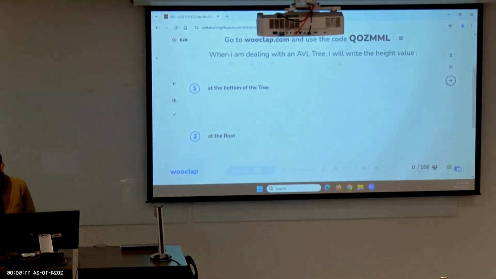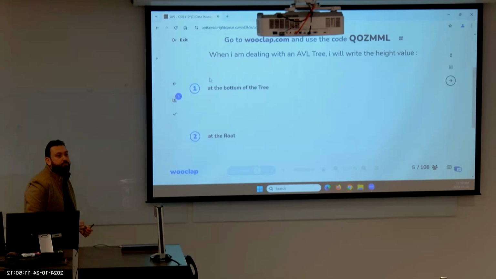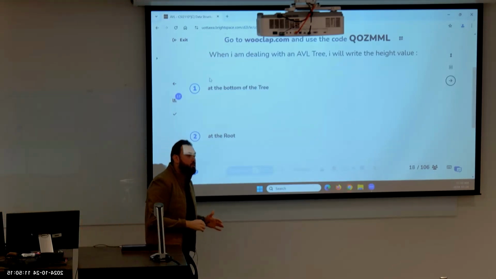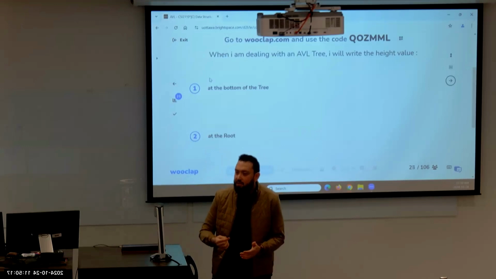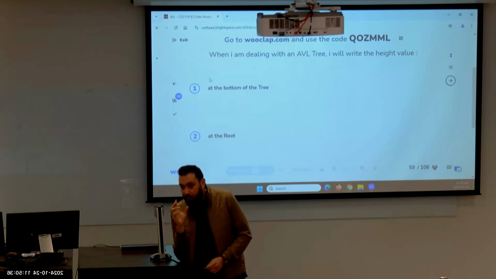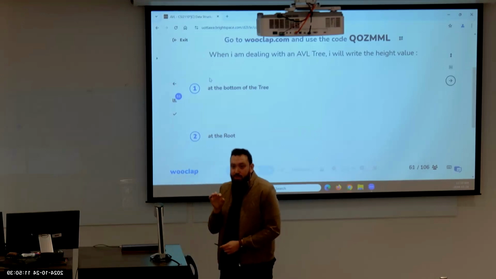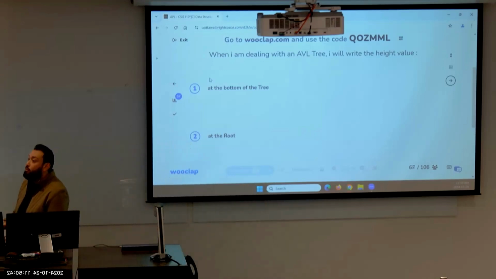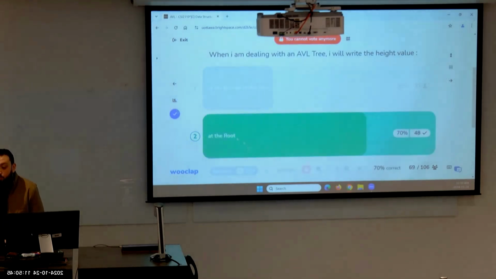When I'm dealing with an AVL tree, I will write the height value where? At the bottom of the tree or at the root? So far, with the binary search tree, with everything else, we used to write the height where? The bottom. Up with the BST. So we start from the root with 0, 1, 2, 3, and then we end up with the height at the bottom. We said in an AVL tree it is the opposite. On the AVL tree, we start from the root.